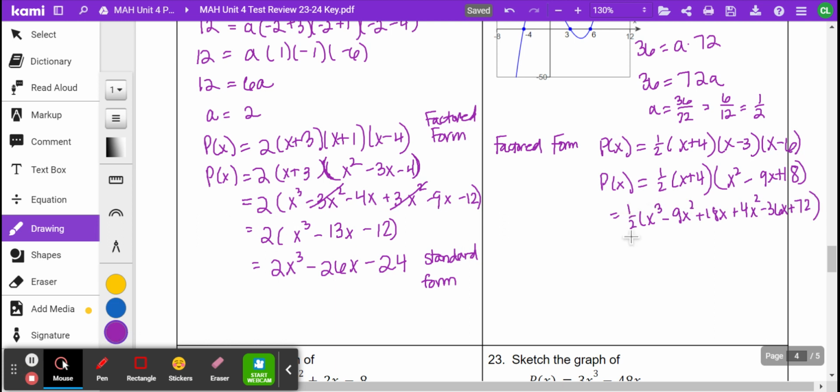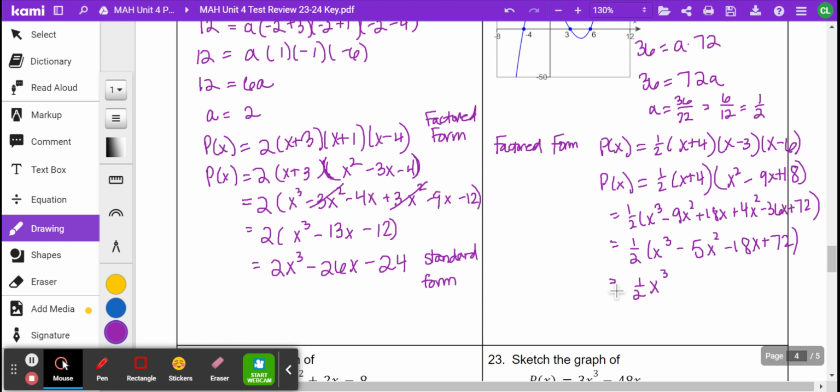All right, I've distributed the x and the 4. I'm going to combine like terms. Negative 9x squared and positive 4x squared, that's negative 5x squared. 18x minus 36x, that's negative 18x. And then there's only one constant, 72. So now I just need to distribute the half.